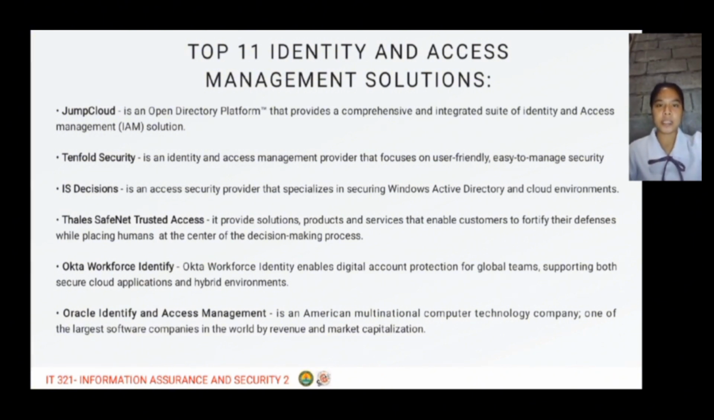Okta Workforce Identity. Okta Workforce Identity enables digital account protections for global teams, supporting both secure cloud applications and hybrid environments. It is also designed to help organizations securely manage and streamline access to their workforce's digital resources, including applications, data, and services. Okta Workforce Identity also helps improve security, streamline user access, and enhance administrative efficiency by providing a centralized identity and access management solution tailored to their needs.